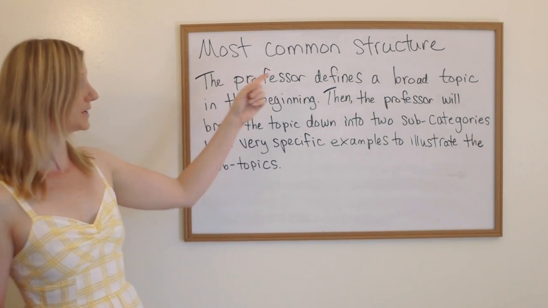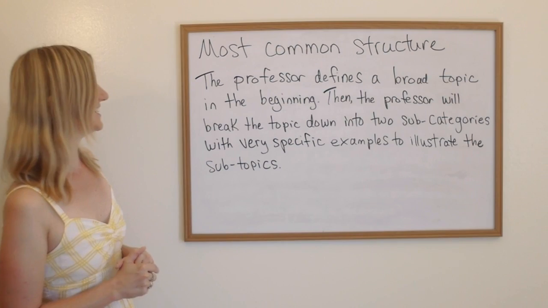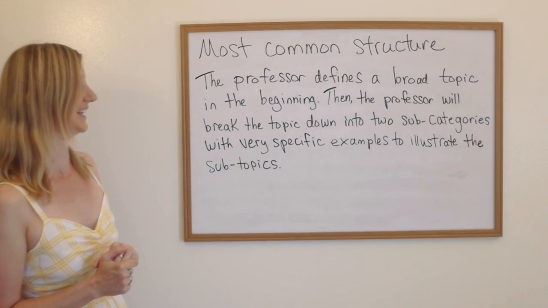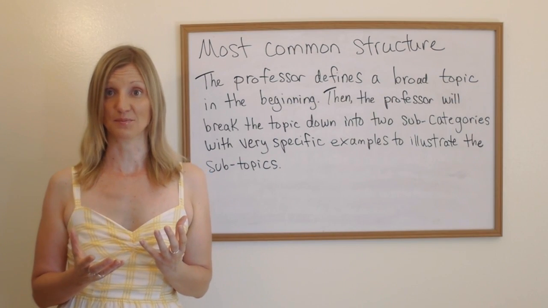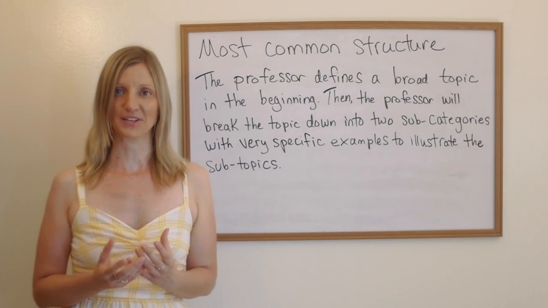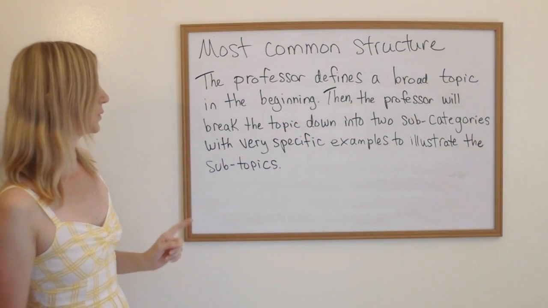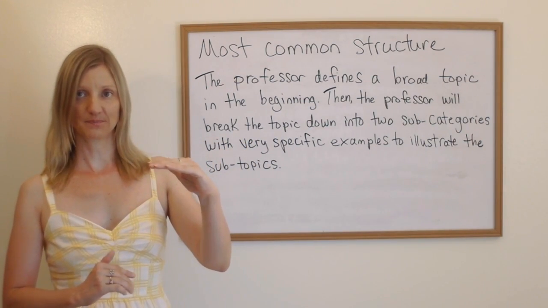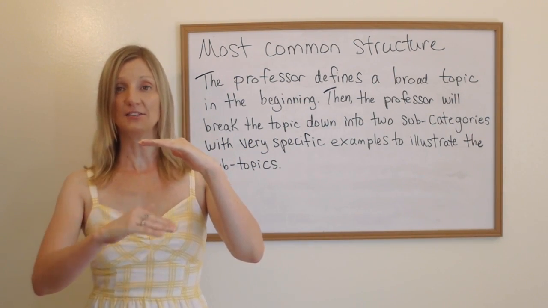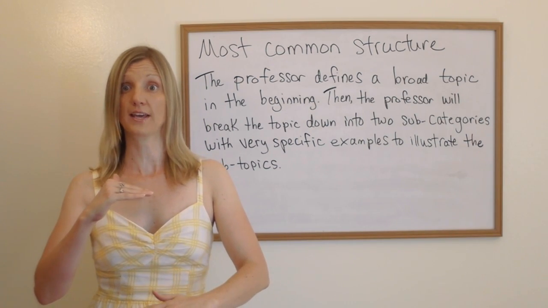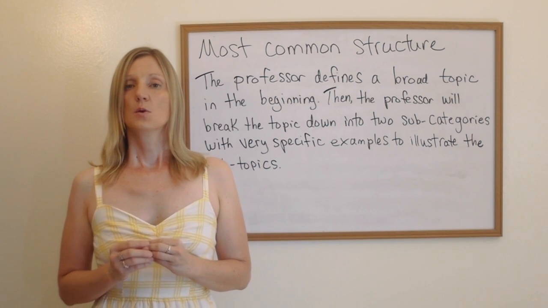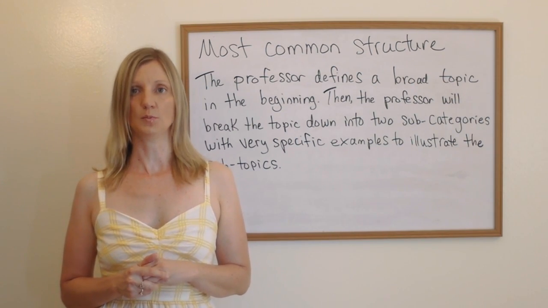The most common structure: the professor defines a broad topic in the beginning, gives a definition of something, or explains something. Then the professor will break this topic down into 2 subcategories. Then give very specific examples of those subcategories. So let's take a quick example. Perhaps the professor is talking about the human hand.